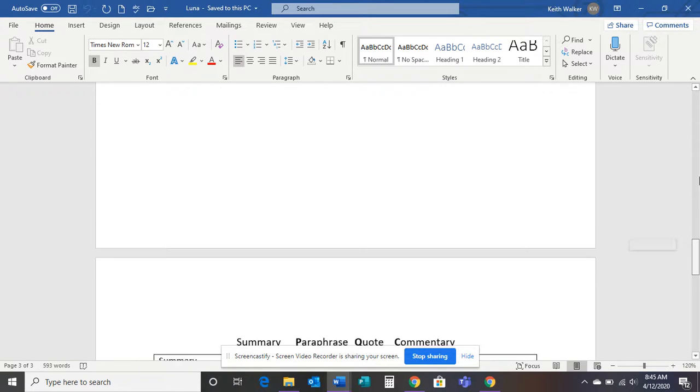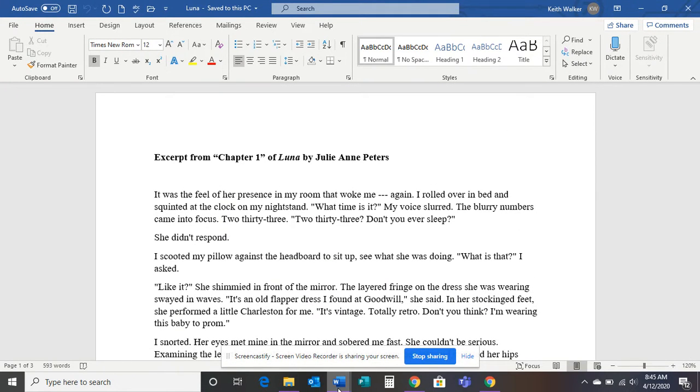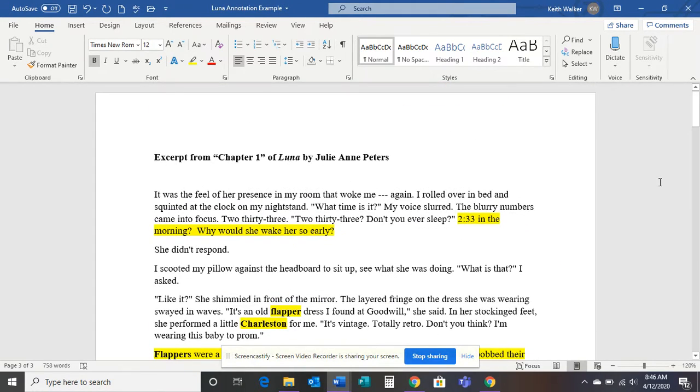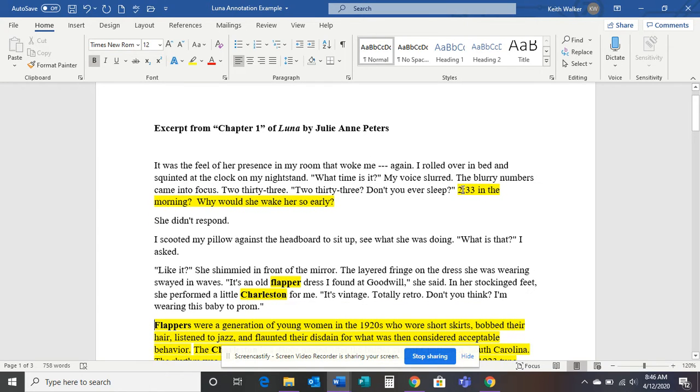So I'm going to show you what type of annotations I'm looking for, because I've been noticing some of you guys have just been highlighting sentences and thinking, okay, I annotated it. That's not going to cut it. When you look at the stuff that I annotated here, you'll notice that everything I annotated is stuff I added. At the beginning, her sister wakes her up at 2:33, and she says, "Don't you ever sleep." So my annotation is a note here. I put 2:33 in the morning, question mark. Why would she wake her up so early? So that's a note that I added that was not in the draft.